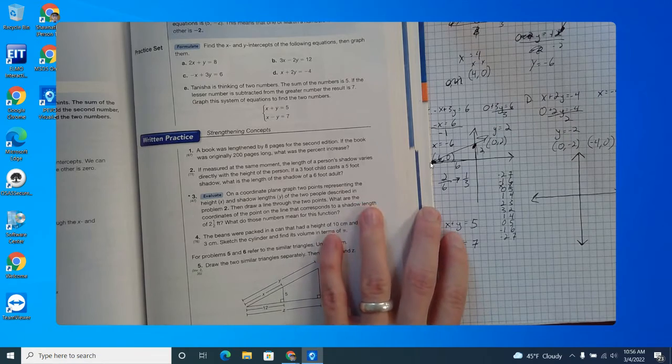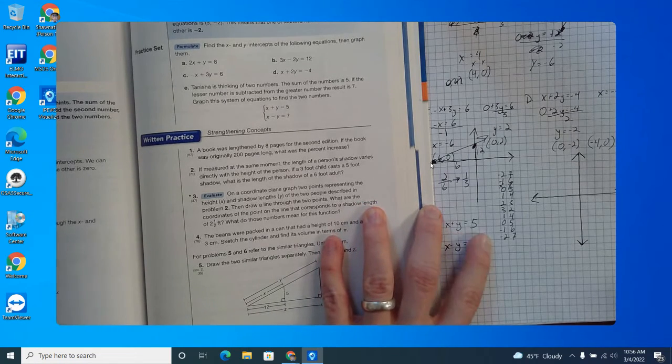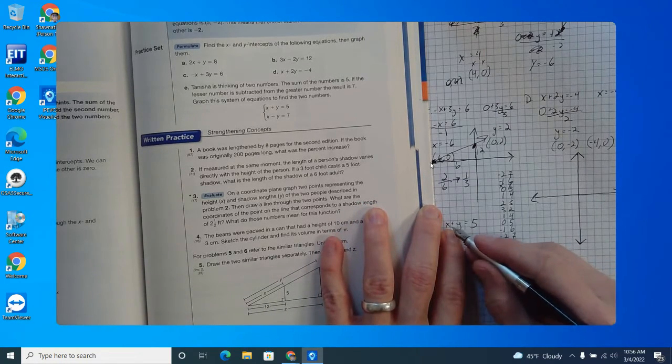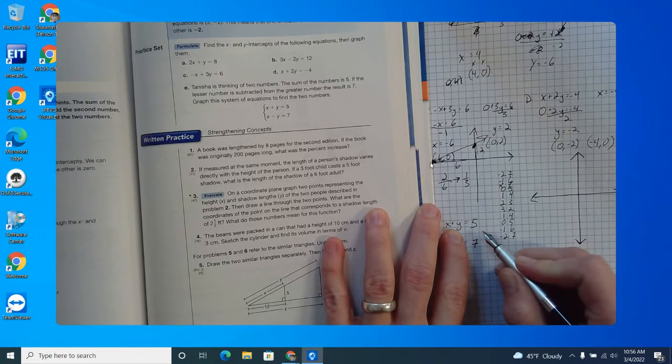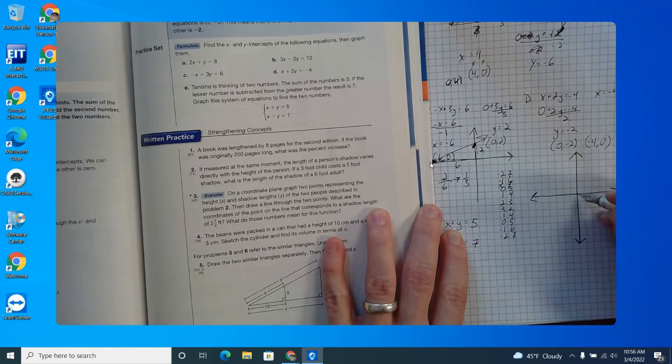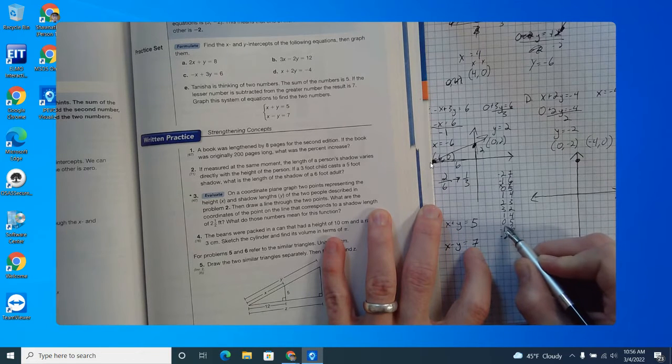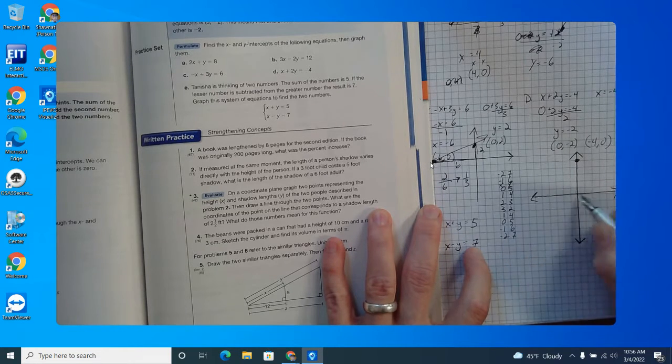Over here, x plus y equals 5. So if x is 0, y equals 5, right? So if x is 0, then y is 5. 1, 2, 3, 4, 5. And the inverse is true. If y is 0, x is 5. So 1, 2, 3, 4, 5. Okay?